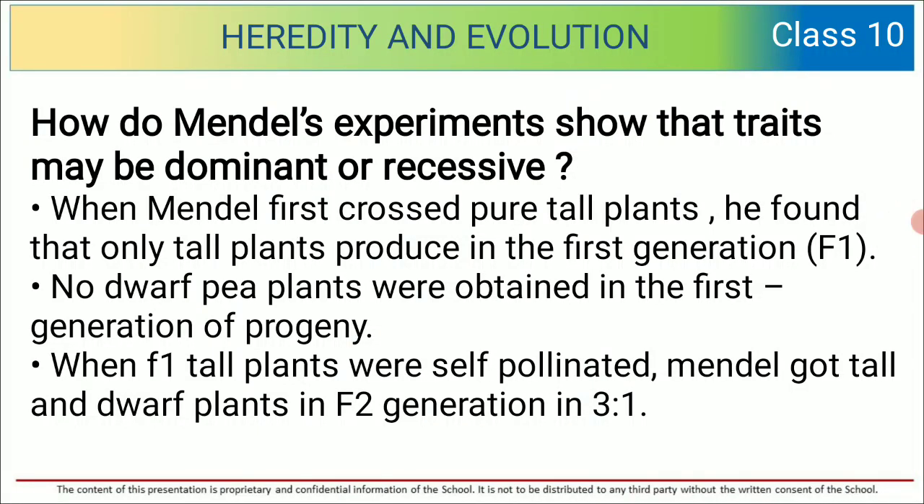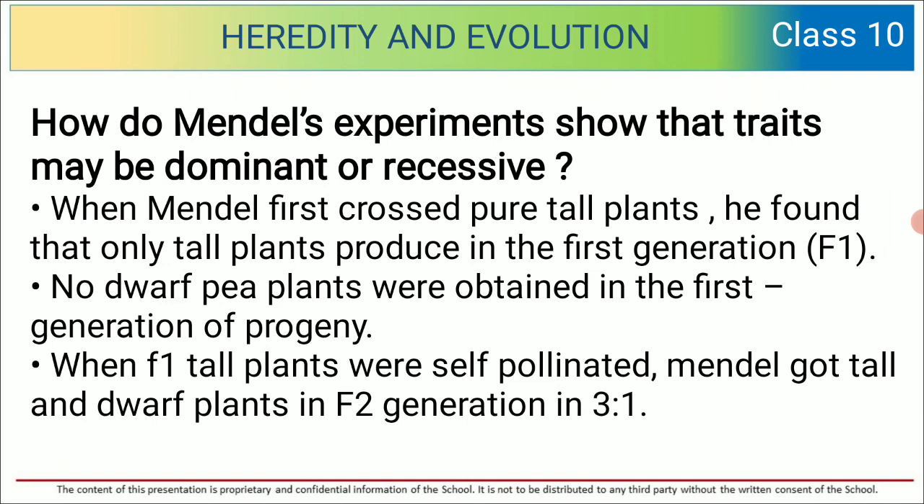So let's discuss how Mendel's experiments show that traits may be dominant or recessive. When Mendel first crossed pure tall plants, he found that only tall plants were produced in the first generation, that is also known as F1 generation. No dwarf pea plants were obtained in the first generation of the progeny. So there was no dwarf plant, all were tall.